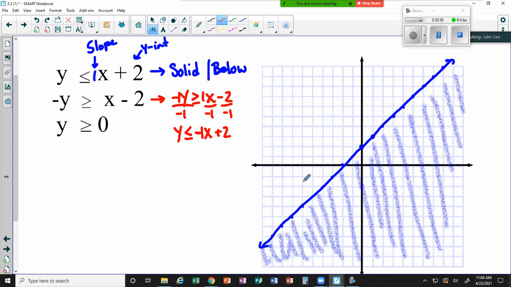So, is this line going to be solid or dashed? Solid. Am I going to shade above or below? Below. Okay. Where's my y-intercept? 2. What's my slope? That's -1. So I'm going to go down 1, right 1. Down 1, right 1. Down 1, right 1.